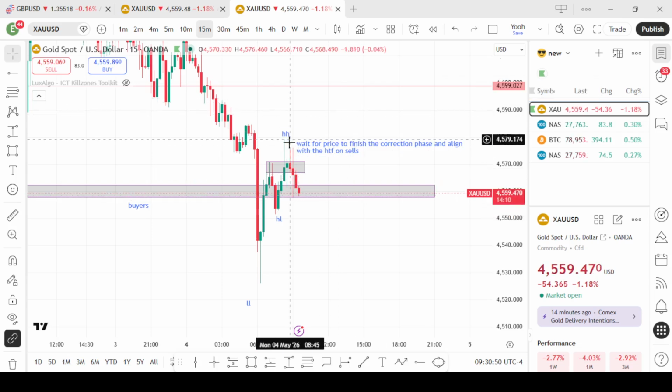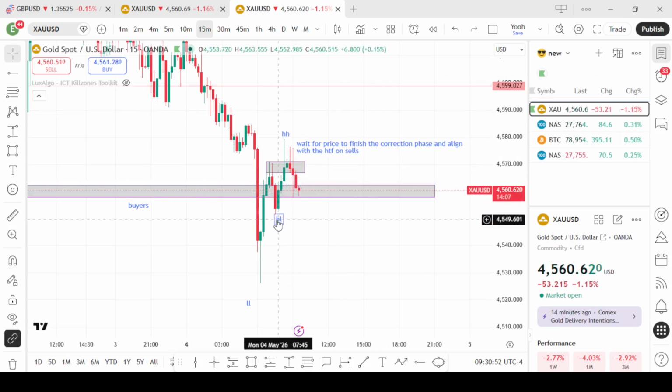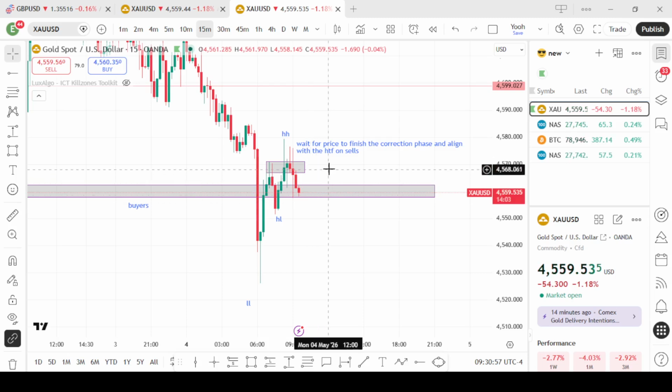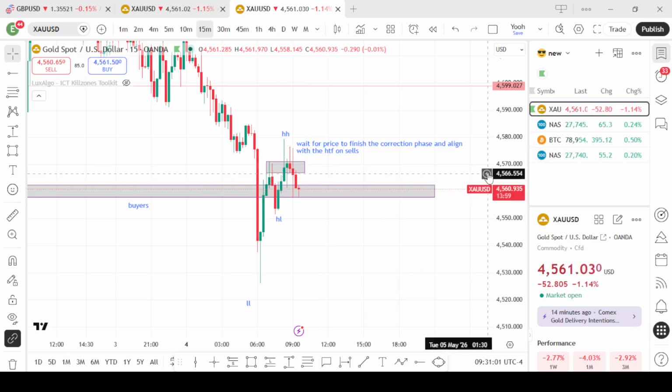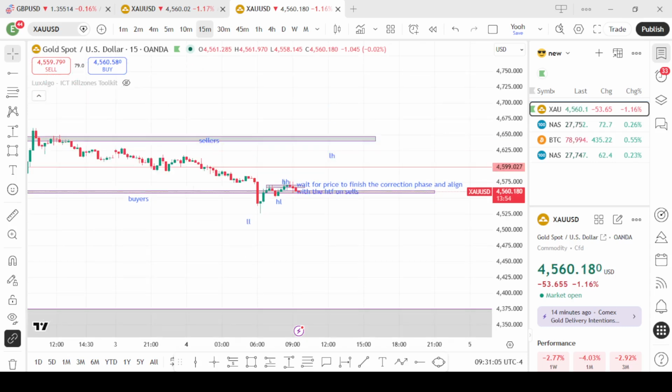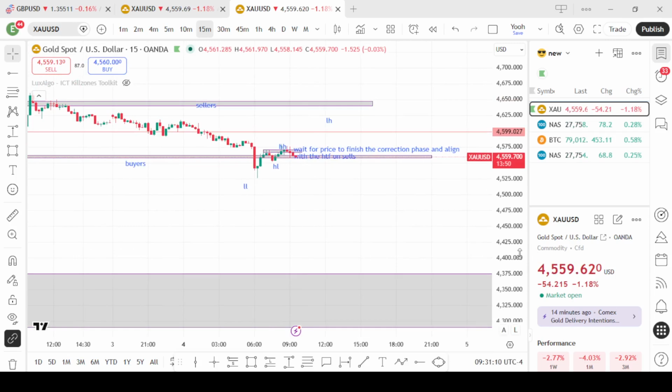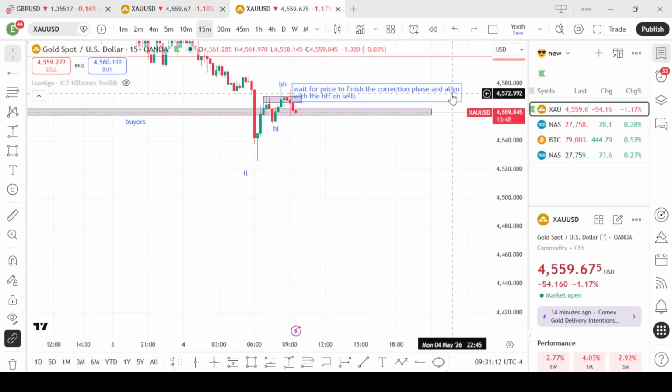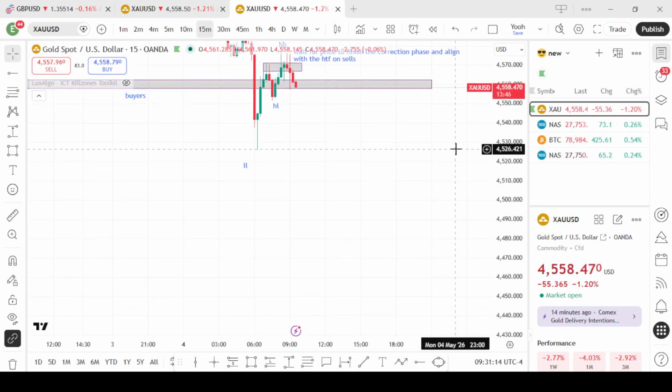So we can leave it at that. If we form a low lower than this, we can anticipate for a lower high and then we enter. That will be a very nice trade. If it actually happens, our target will be down here, which is pretty massive. It's quite massive. So we wait.